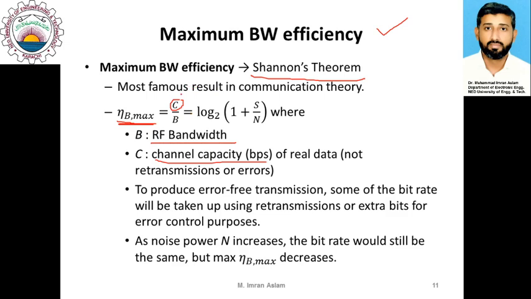So this C by B value represents the maximum bandwidth efficiency, and this is equal to log to the base 2 of 1 plus S over N. You must note that this channel capacity actually represents the actual or real data, not the retransmissions or errors, because for error control we sometimes transmit non-information bits as well. Those bits are not included in the actual data rate.